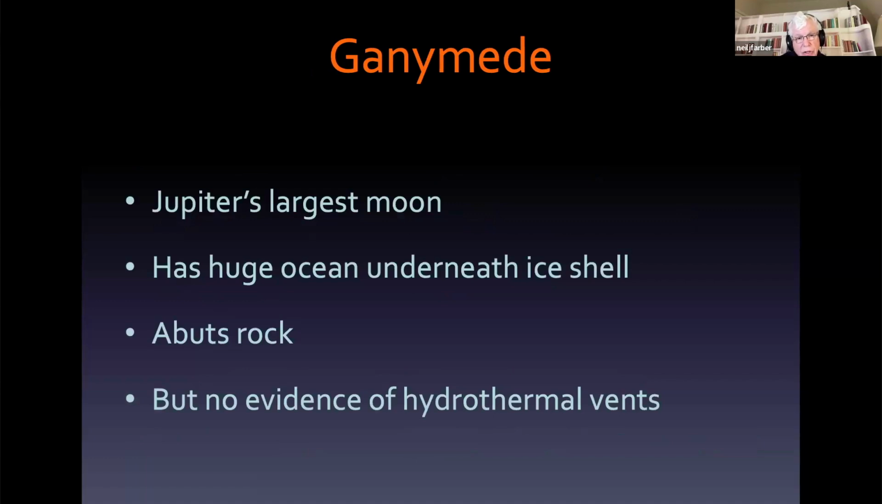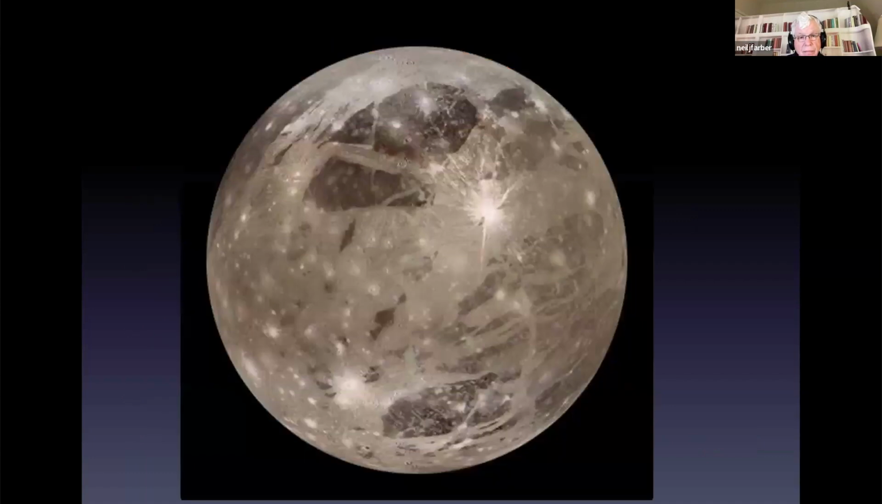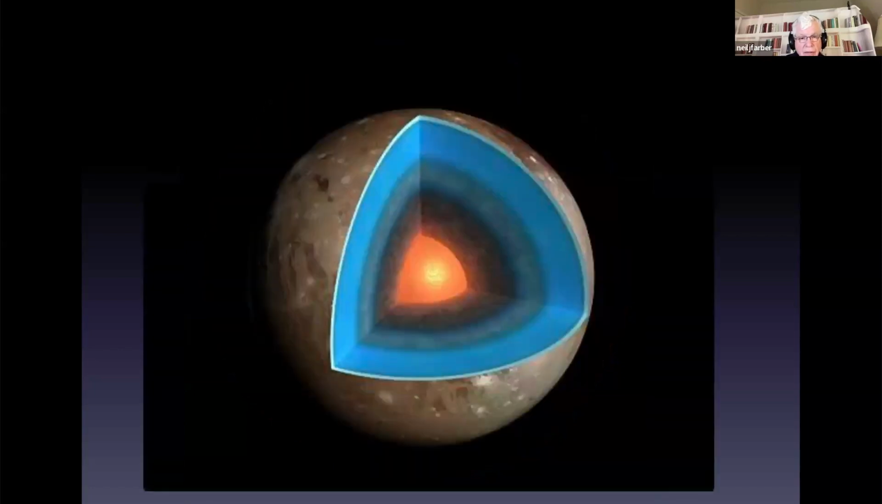Ganymede is Jupiter's largest moon. It has a huge ocean underneath its ice shell, bigger than the one on Europa, which also abuts rock, but unfortunately there's no evidence of hydrothermal vents, so it's on hold for right now. Next slide. And you can see there's no material on the surface, so there's nothing being spewed out. Next slide. But the ocean is clearly there. Next slide.